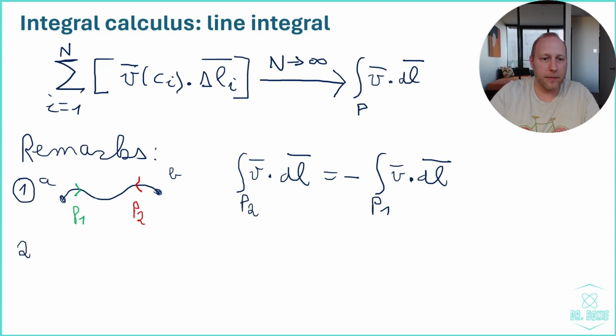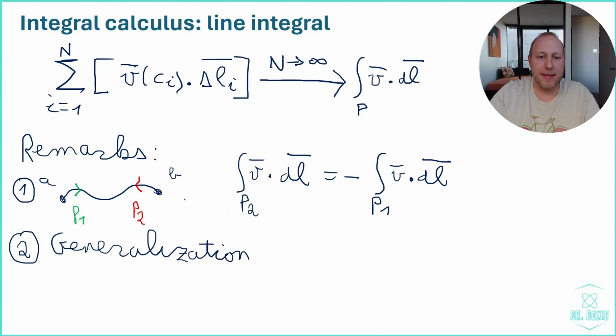A second remark is that this line integral is really a generalization of the Riemann integral we looked at for functions of one single variable. And why is it a generalization? Well, if we just take the line we consider for the line integral to be the x-axis, so we take a line along the x-axis, what we get is exactly what we have for the Riemann integral of functions of one single variable.